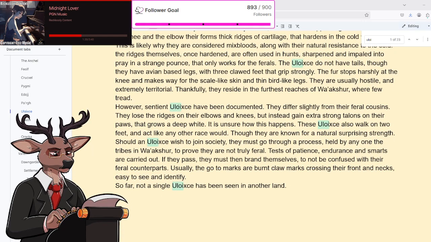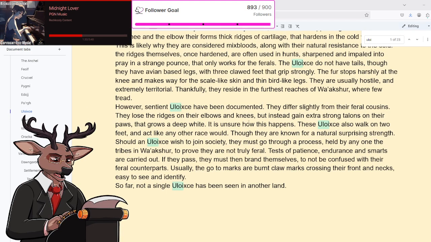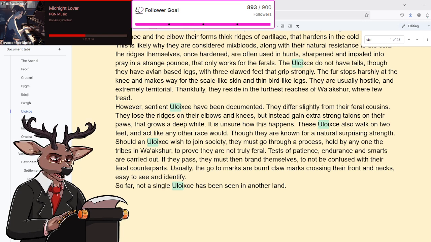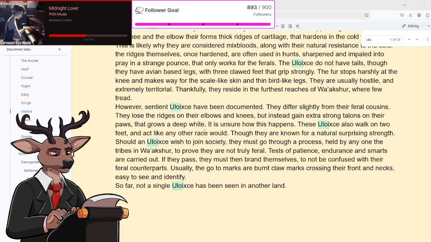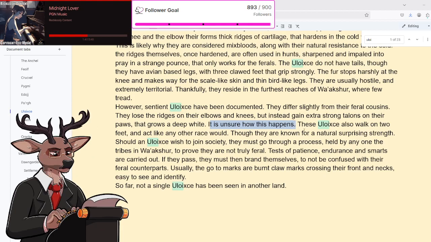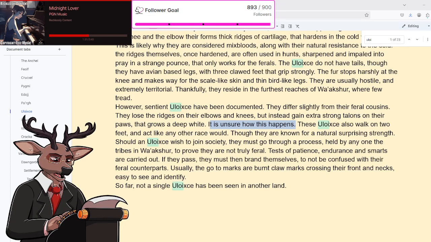However, sentient Oloichi have been documented. They differ slightly from feral cousins. They lose the ridges of cartilage and gain strong talons on their paw that grow deep white. No one knows why. The Oloichi also walk on two feet and act like any other race would. They are known for a natural, surprising strength.